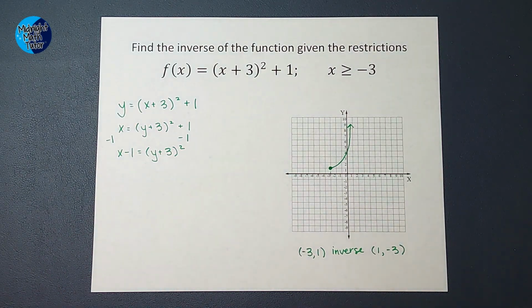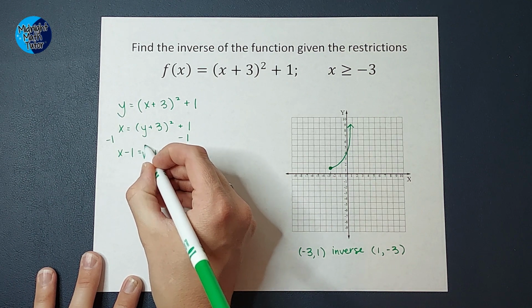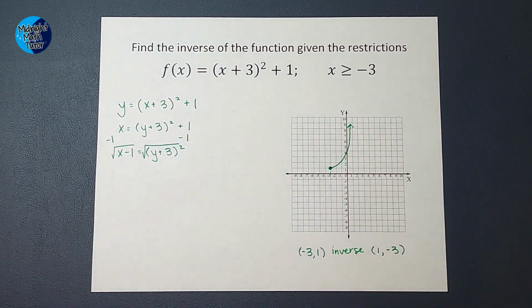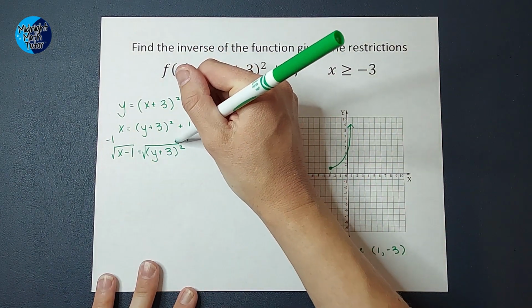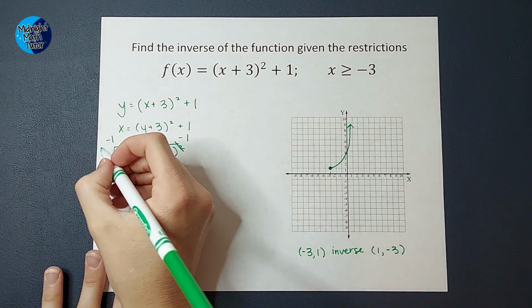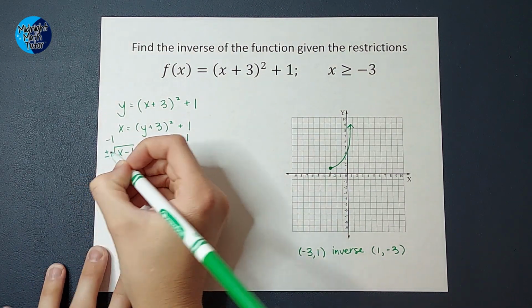Now how do I get rid of that squared? The opposite of squaring is taking the square root, right? So I'm going to take the square root of both sides. That cancels these guys out, okay? And then we must remember that whenever we introduce a square root into a problem, what do we need? We need our plus or minus, okay?